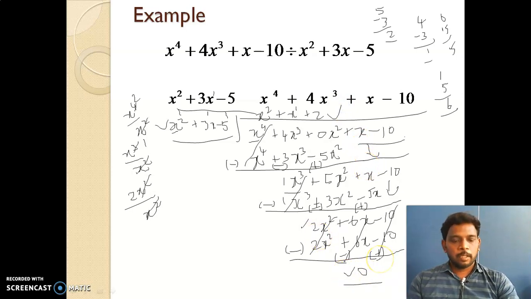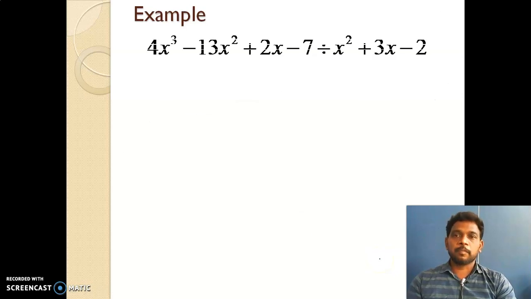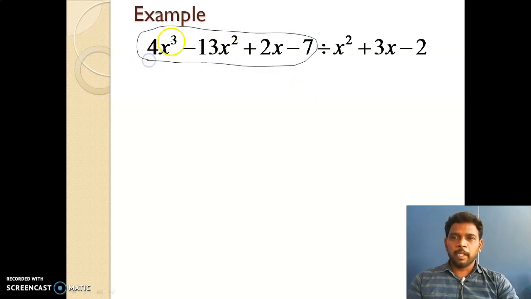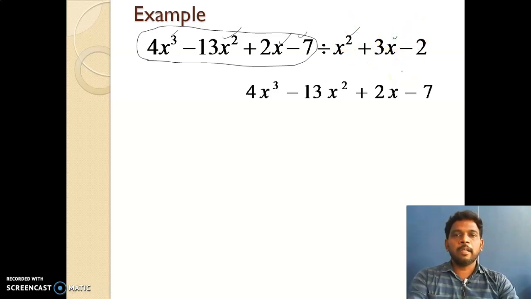Okay. Look at the next question. So here, example: 4x cubed minus 30x square plus 2x minus 7, divided by x square plus 3x minus 2. So check whether they are in ascending, that is in sorting order or not. That is, look at the power. Here 3, here 2, here power 1, constant. So it is in the sorting order. And what about here? Here 2, here power 1, here constant. Right. So we can divide directly here.